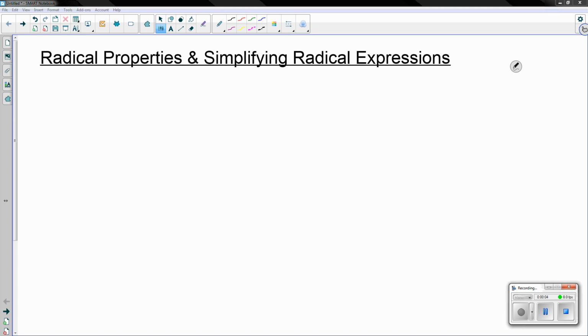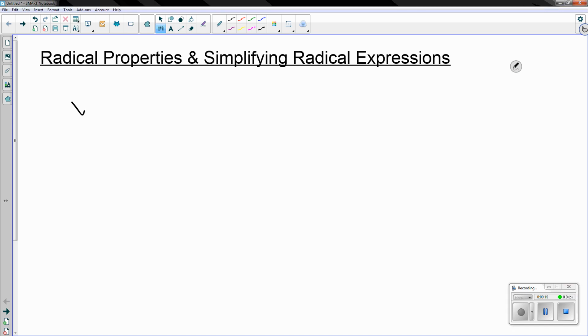Radical properties and simplifying radical expressions. We'll first go over the radical properties that will help us simplify the radical expressions we'll come across, and then we'll bring up some strategies that we can use in an attempt to simplify some expressions.